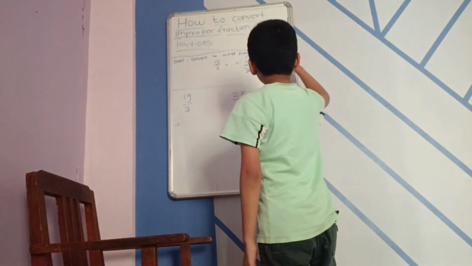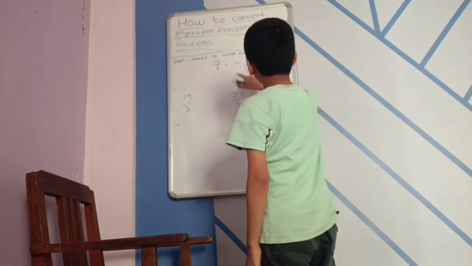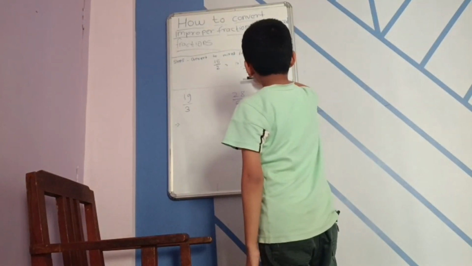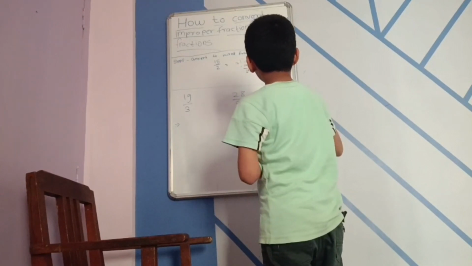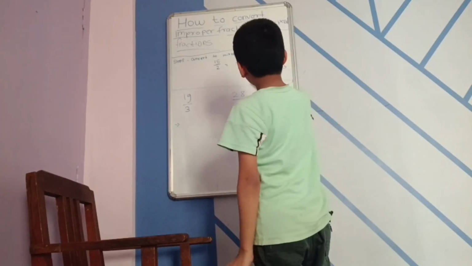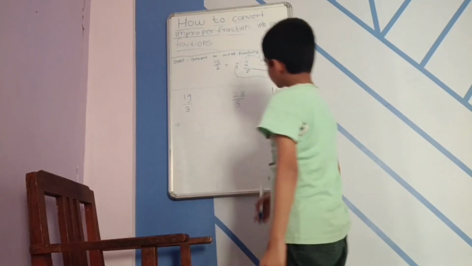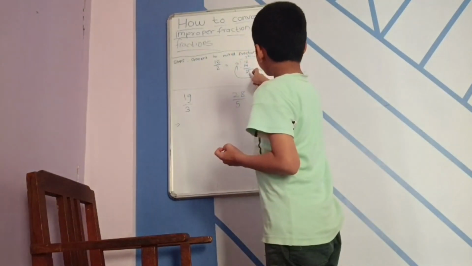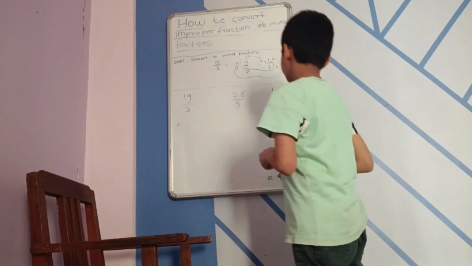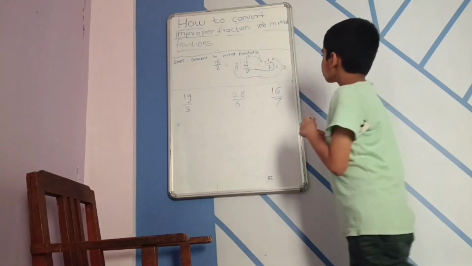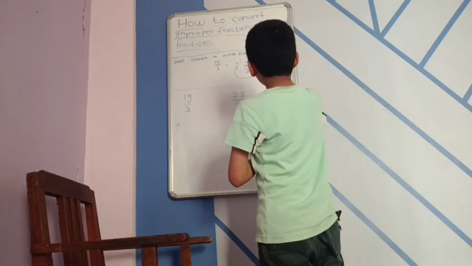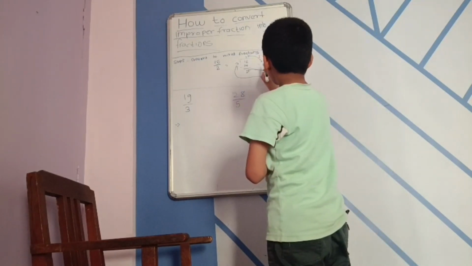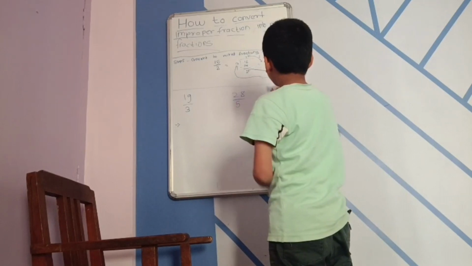Then the 2 goes here, the denominator. I accidentally did that wrongly; the arrow is not over here, it is over here. So the 1 comes over here and the 2 comes over here. So 7 whole 1 upon 2 is our answer.